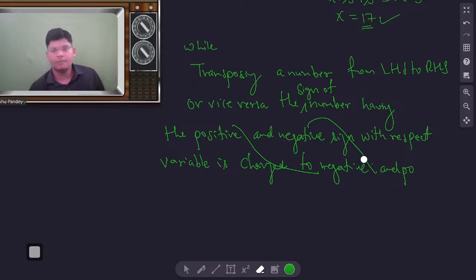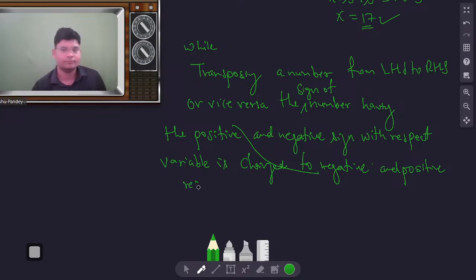Are you getting it? Are you getting the language as well? Yes, sir. Daksh? Yes, sir, I'm getting it. Okay. Please write it down. While transposing a number from LHS to RHS or vice versa, the sign of the number having the positive and the negative sign with respect to the variable is changed to negative and positive respectively.